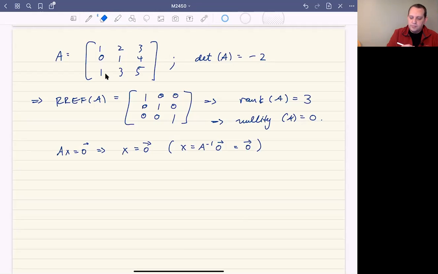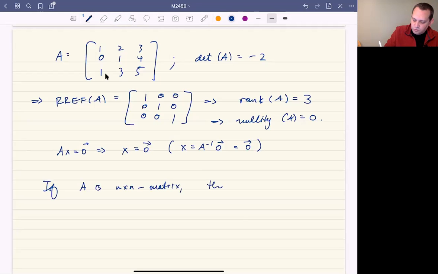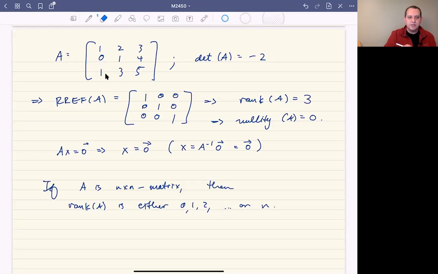Okay, so let me write a few things down here. So if A is an n by n matrix, then the rank of A is going to be either 0, 1, 2, all the way up to n. So it can have any value from 0 to n, including 0 and n.